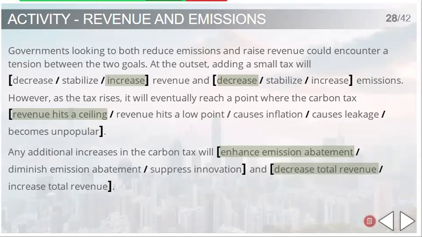Governments looking to both reduce emissions and raise revenue could encounter a tension between the two wants. At the outset, adding a small tax will increase revenue and decrease emissions. However, as the tax rises, it will eventually reach a point where the carbon tax revenue hits a ceiling. Any additional increases in the carbon tax will enhance emissions abatement, and decrease total revenue.